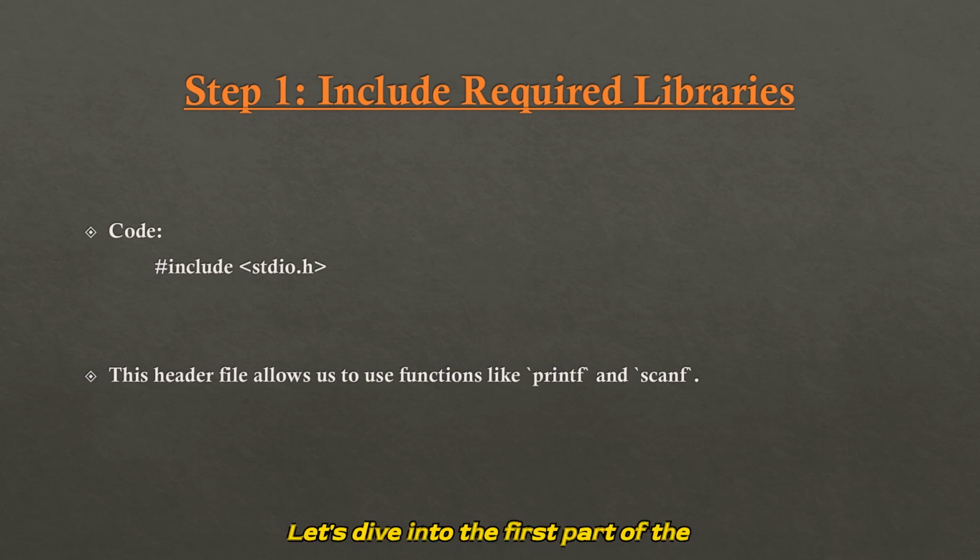Let's dive into the first part of the program, including the necessary libraries. In C, we need to include libraries that allow us to use functions like printf and scanf. These functions are essential for displaying output and accepting user input. The library we are using here is stdio.h, which stands for Standard Input Output. Without this library, we would not be able to interact with the user, so it's critical for any program that requires input or output. Including libraries at the top of our program is a standard practice and allows us to access a wide range of built-in functionality in C.